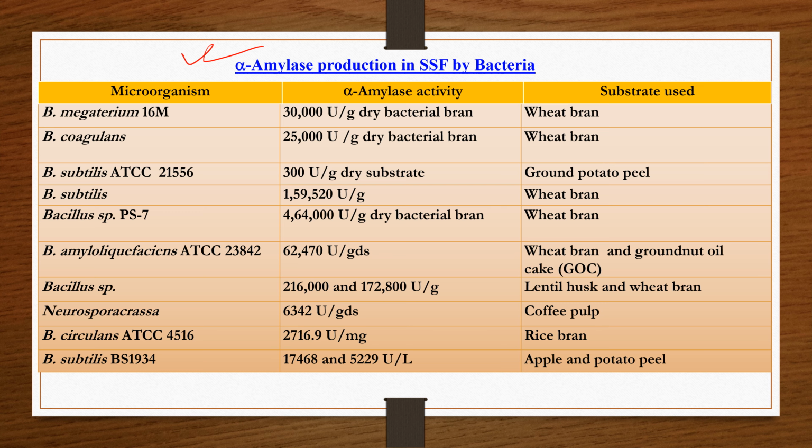Whereas this table is showing alpha-amylase production in SSF condition by various bacteria. According to this table, Bacillus species PS7 is the best alpha-amylase producing bacteria, with 4,64,000 U per gram dry bacterial bran alpha-amylase production in wheat bran substrate during the solid-state fermentation process.